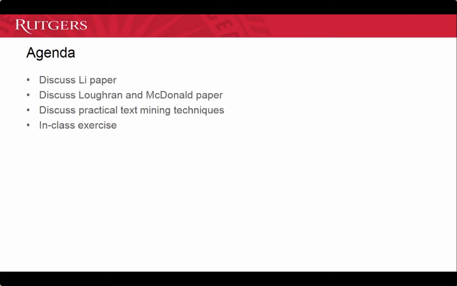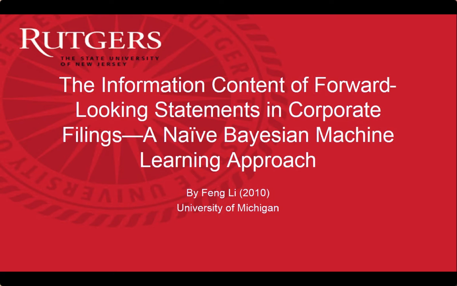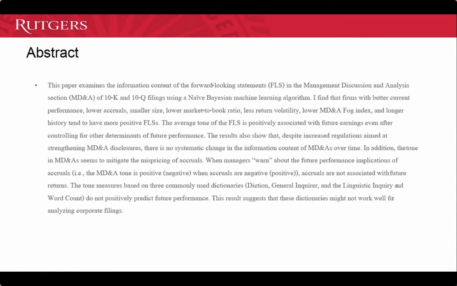Okay, so the name of this paper is The Information Content of Forward-Looking Statements in Corporate Filings, a Naive Bayesian Machine Learning Approach. Huh. So, forward-looking statement. Information content. Interesting. My question is, what's a forward-looking statement? If you guys read the paper, you already know. So let's find out. Here is the abstract, and we're not going to read it.